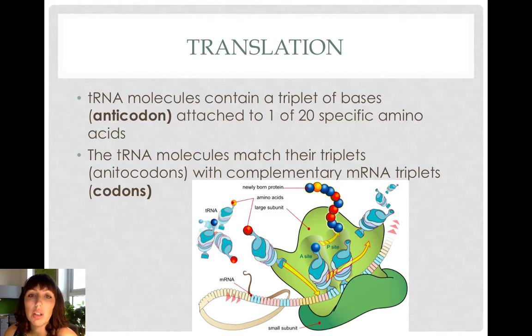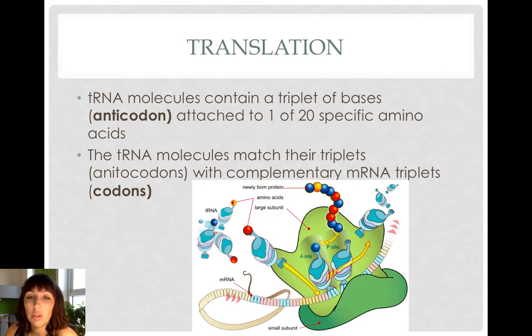So the tRNA molecule will match their triplet, their anticodon, with the complementary mRNA triplet, which is a codon. And it's the same thing where one base pair is going to only bond with its complementary base pair. So in this way, the tRNA molecules have an anticodon and they're carrying a specific amino acid. So when they go through that ribosome, they will find their correct codon and they will drop off that amino acid. That amino acid starts getting connected to another amino acid, which is connected to another amino acid, and then you have a newly born protein.